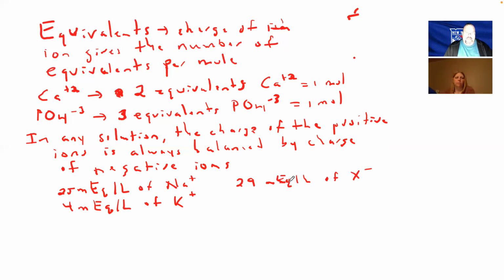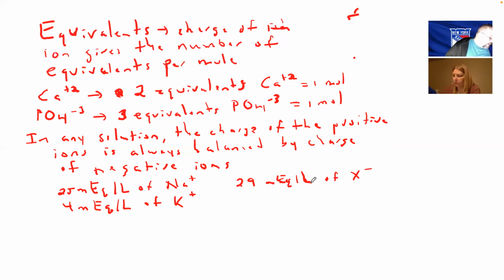Because at the end of the day, the sum of the charges has to add up to zero. So how many equivalents per liter of positive charge you have coming from whatever ion sources, for positive ions and for negative ions, the sum has to be the same, so that essentially the overall charge adds to zero. All right, so those are really the big ideas in terms of equivalence.